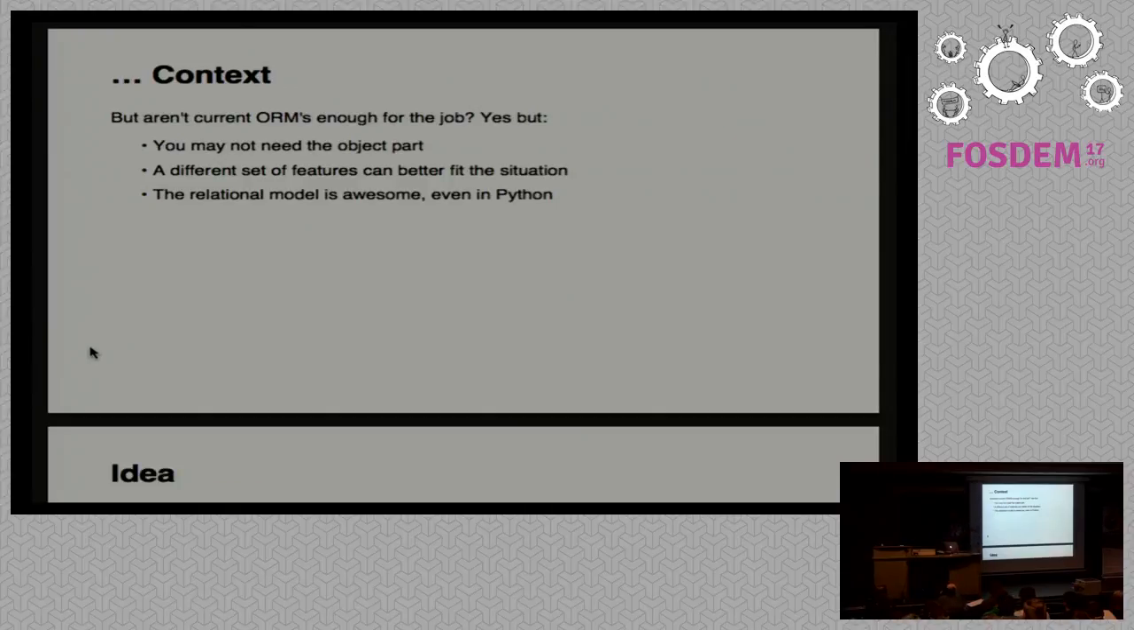The first question would be: we have ORMs in Python, so we could use them to write this data in databases. But as I said, we work with a lot of time series, so we don't need to instantiate an object for each timestamp. It's not really useful. We need other types of features than what a traditional ORM offers. And I like, and you should like, the relational model. You don't always need objects in Python. You can work with relational data in Python too.